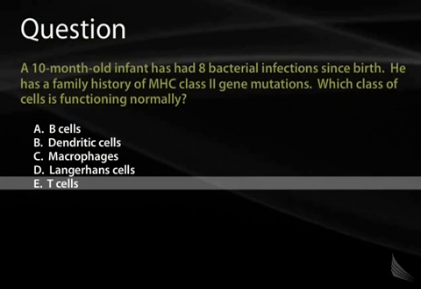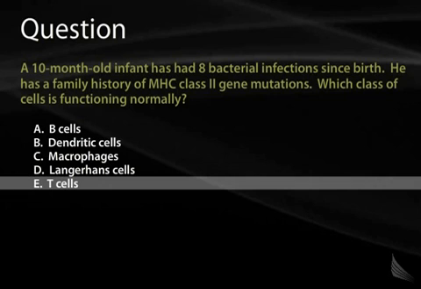It's saying that this 10-month-old infant has a family history of MHC class II gene mutations. So out of the choices that we are given, which one of these cells does not require, does not use MHC class II? Well, B cells, dendritic cells, macrophages, and Langerhans cells are all antigen-presenting cells. And if they can't express MHC class II, they can't do their job.